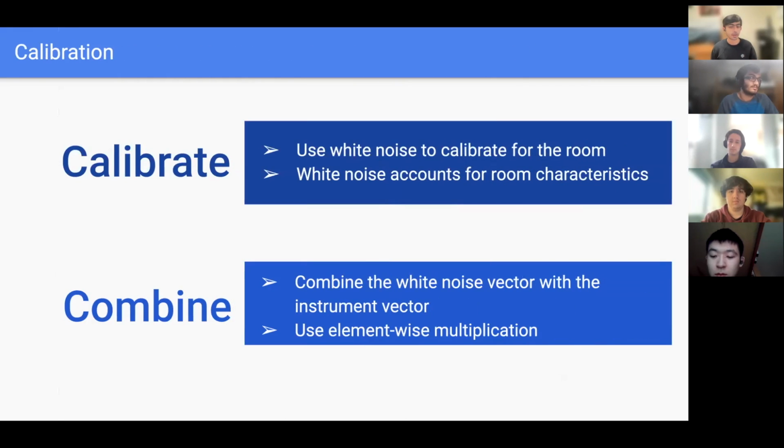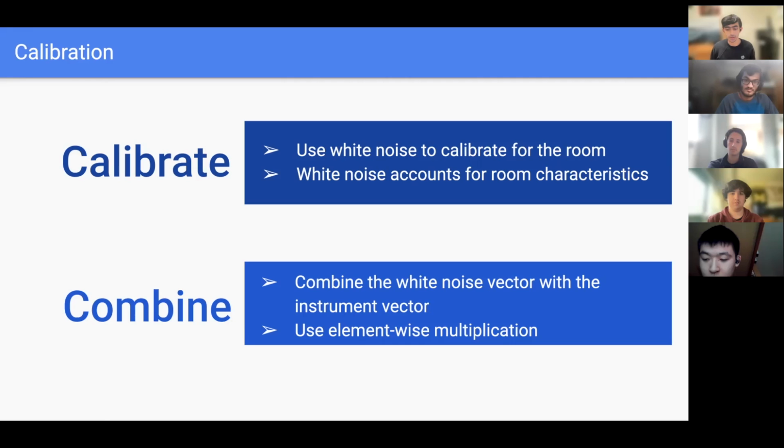Now, calibration. In order to account for the specific acoustics of whatever room the instrument is being recorded in, a calibration is needed. We're doing this via white noise. White noise is played in the room for some time, and it effectively, quote unquote, fills the room, generating a vector that would represent the acoustic qualities of the room that the instrument was recorded in. Following this, the white noise vector must then be combined with the instrument recording vector using element-wise multiplication, which should adjust the signal for the room acoustics.